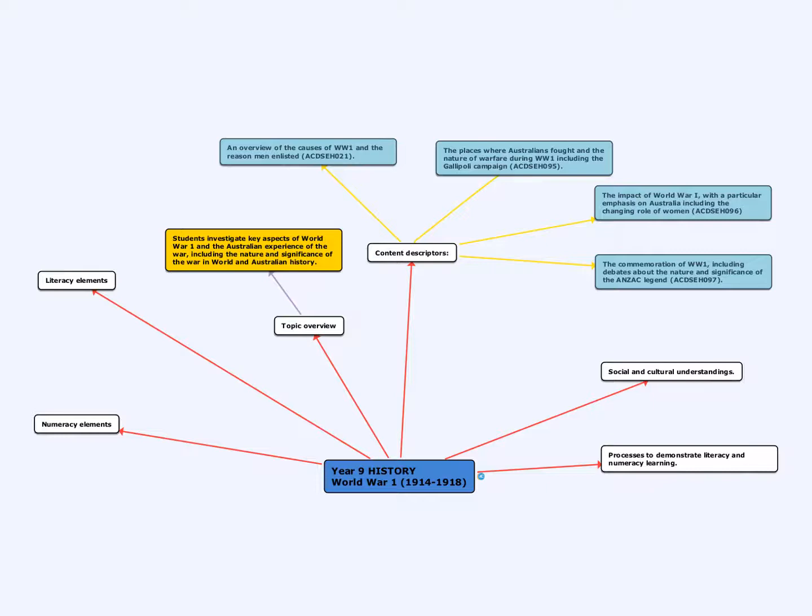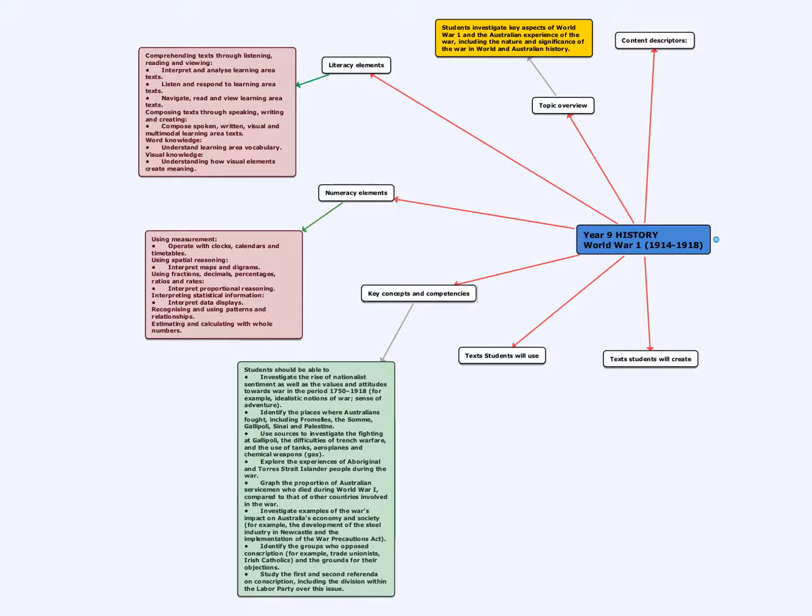The content descriptors, as explained on the Australian curriculum, include an overview of the causes of World War I and the reason men enlisted, the places where Australians fought and the nature of warfare during World War I, including the Gallipoli campaign, the impact of World War I with a particular emphasis on Australia, including the changing role of women, and the commemoration of World War I, including the debates about the nature and significance of the Anzac Legend.